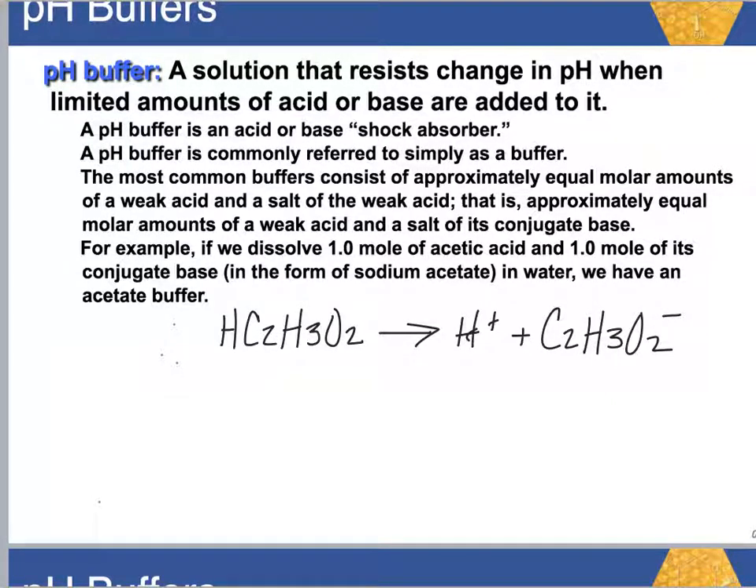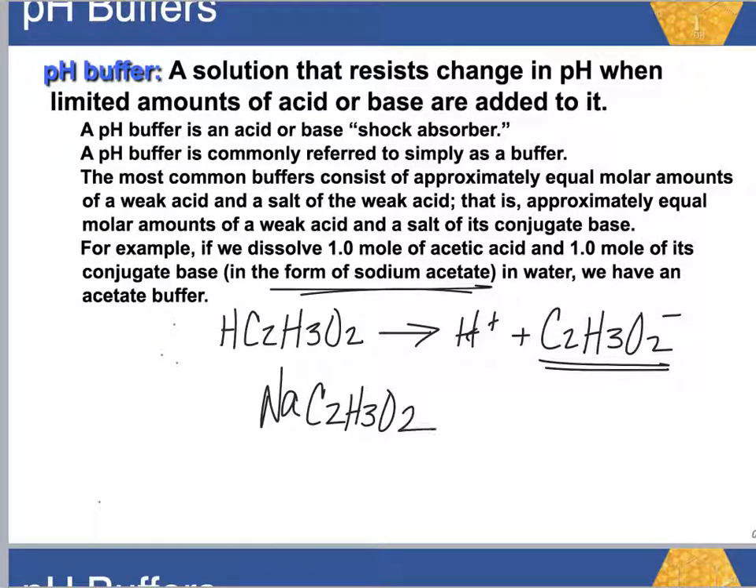A salt, right, its conjugate base, which refers to this, in the form of sodium acetate. So NaC2H3O2. So this is your acetic acid, and this is the sodium acetate. So if I have 1 mole of both of these, this is my buffer pair.